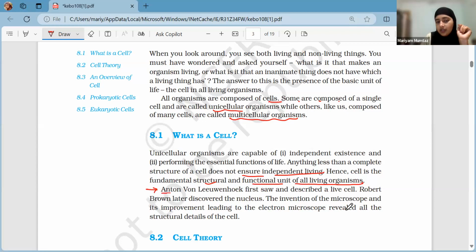Anton von Leeuwenhoek first saw and described a living cell. Robert Brown later discovered the nucleus. Then the invention of the microscope and its improvement, leading to the electron microscope, revealed all the structural details of the cell. See, slowly, as science evolved, the electron microscope came, and it is so highly precise that it can show such a deeper level, right? We go and see the cell.